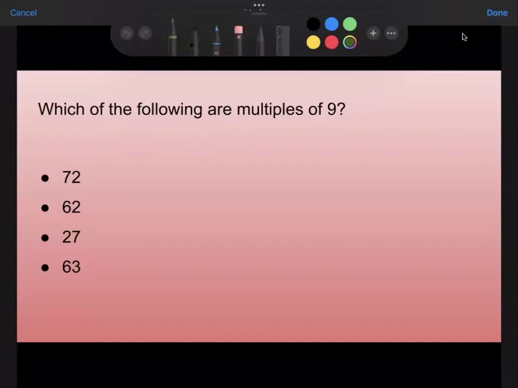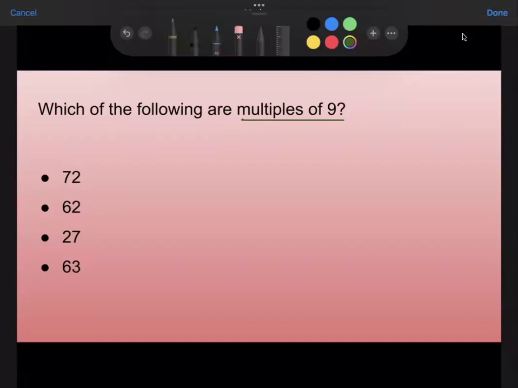Okay, here is our next one. We are looking for the multiples of 9. So let's go ahead and do that. With 9, I like to use multiplication because I'm familiar with my multiplication facts. However, if you're not, you could always start with 9 and then add another 9, and keep going.